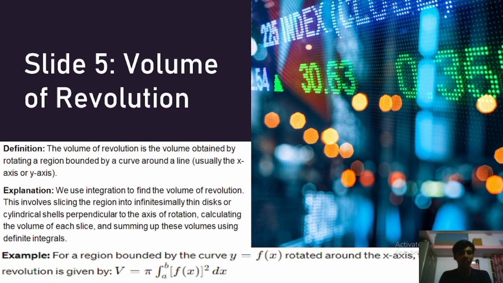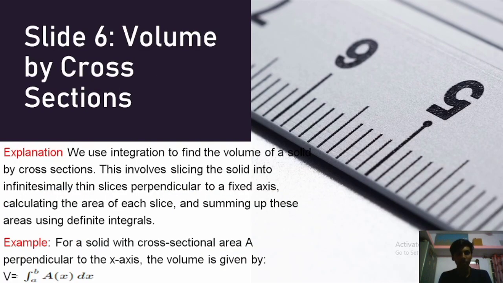This involves slicing the region into thin disks or cylindrical shells perpendicular to the axis of rotation, calculating the volume of each slice and summing up these volumes using definite integrals. For example, for a region bounded by the curve y equals f(x) rotated around the x-axis, the volume of revolution is given by V equals pi times the integral from a to b of f(x) whole squared dx.